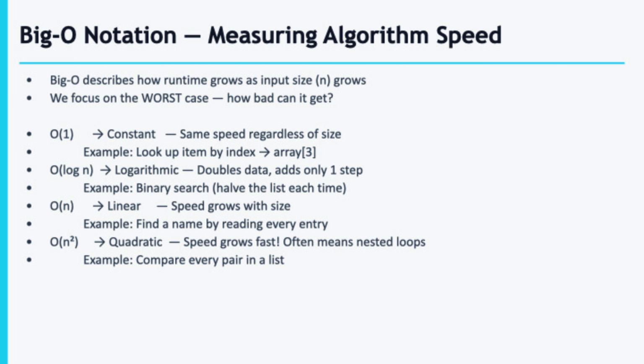We use big O notation to measure how the runtime of an algorithm grows as the input size increases. We usually focus on the worst-case scenario to understand how bad the performance could get. There are several categories like constant time, which stays the same speed regardless of size, and linear time, where the speed grows directly with the size of the data. We also have quadratic time, which often involves nested loops and grows very quickly.